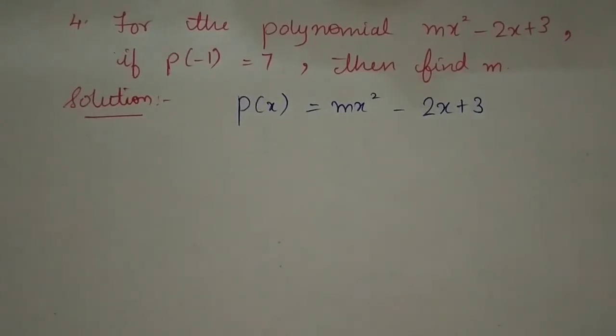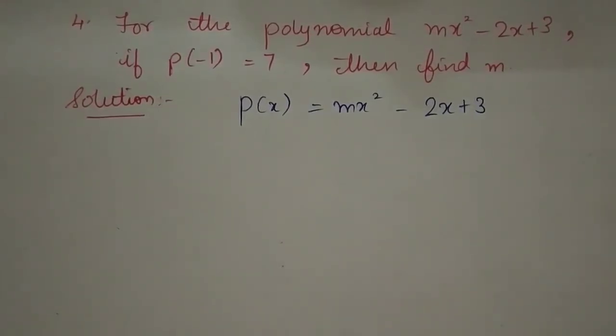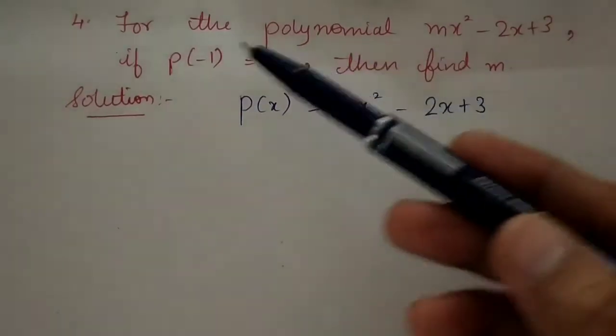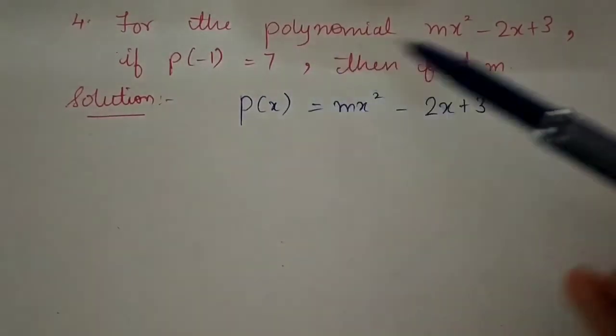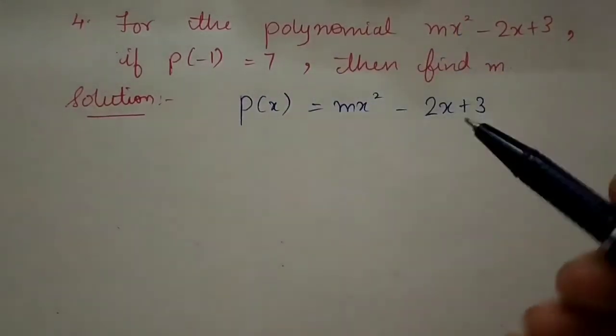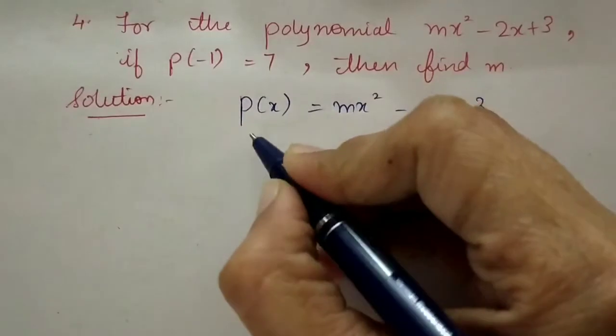In the fourth question, we are supposed to find out the value of m. This is similar to the third question, which we have already studied. Here the polynomial is given. P of minus 1 is given. That means we are going to substitute minus 1 in place of x. And answer is also given. You have to find out the value of m. So this is similar to what we have done earlier. Let us try to solve it.